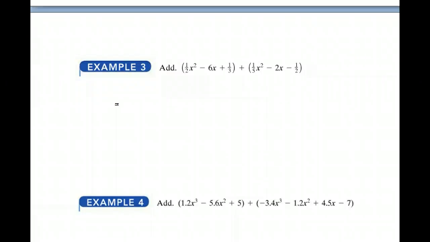Example 3 is going to be very, very similar. We are going to want to remove our parentheses and add our like terms. I'd like for you to go ahead and try this problem. When you're ready, go ahead and hit play, and we will move on together to check our answer.